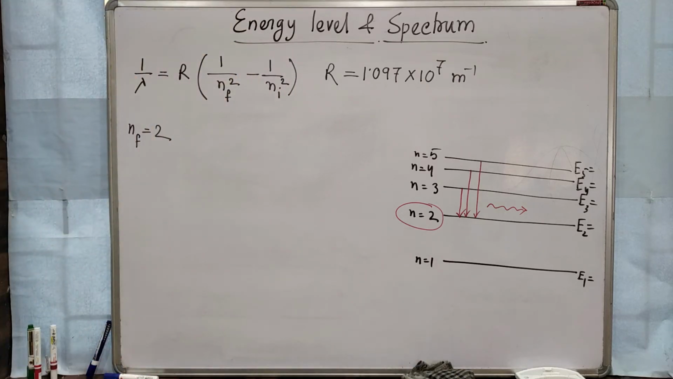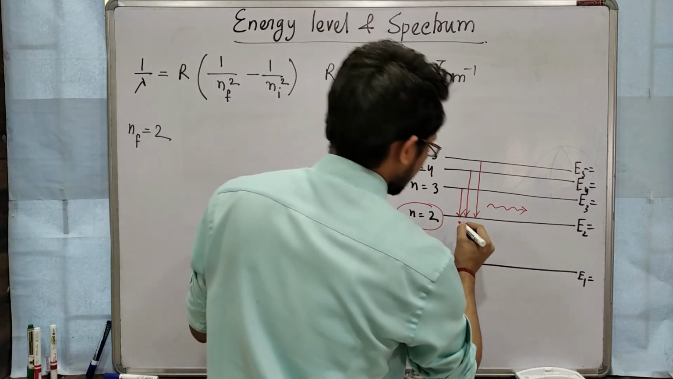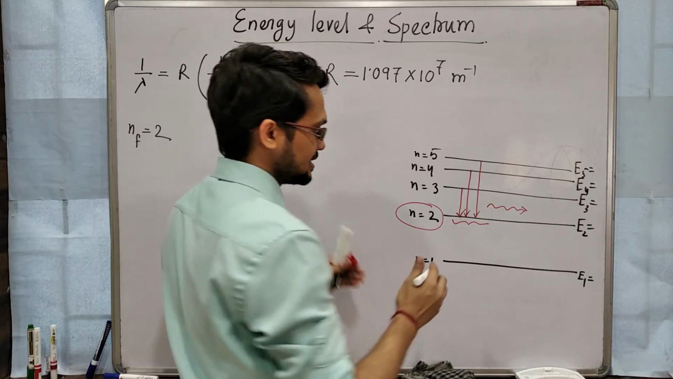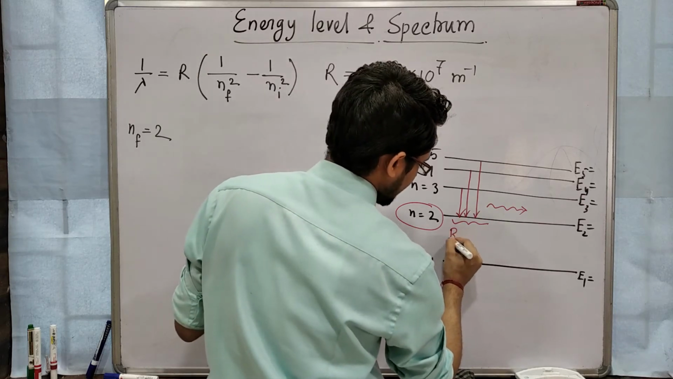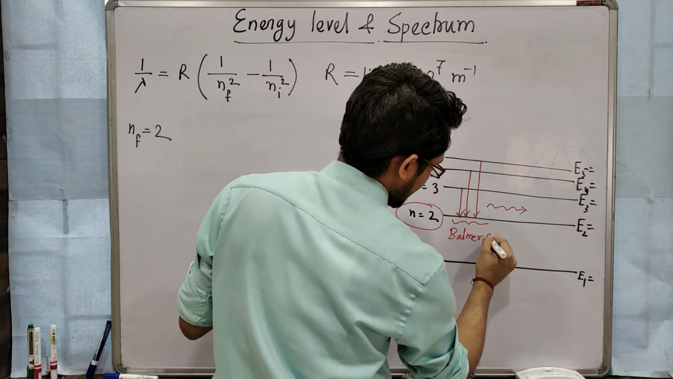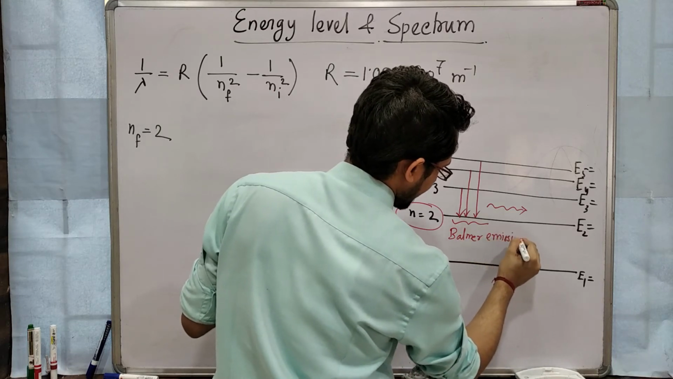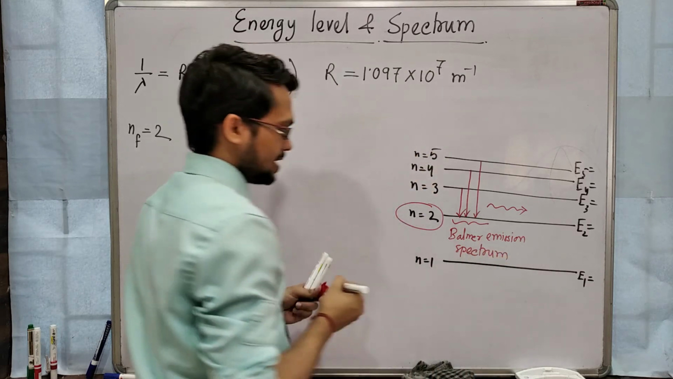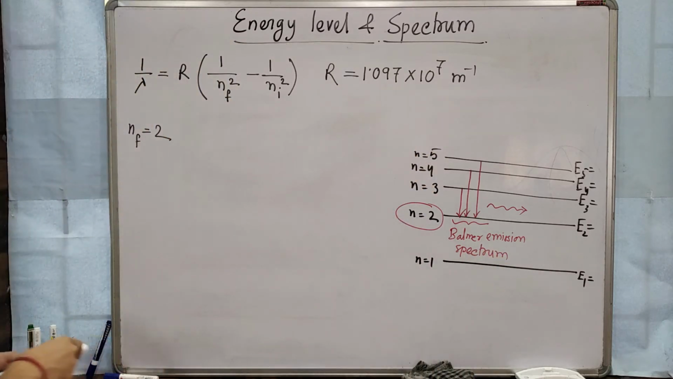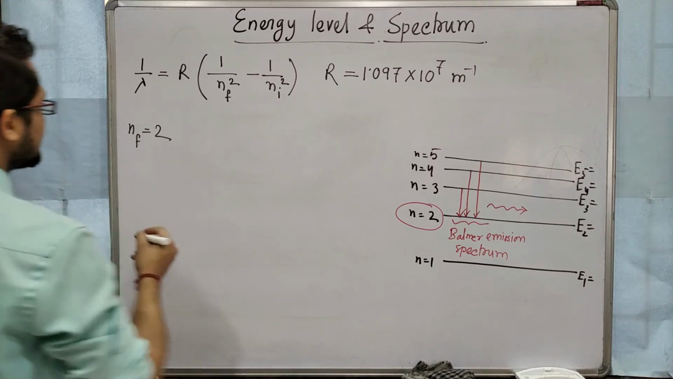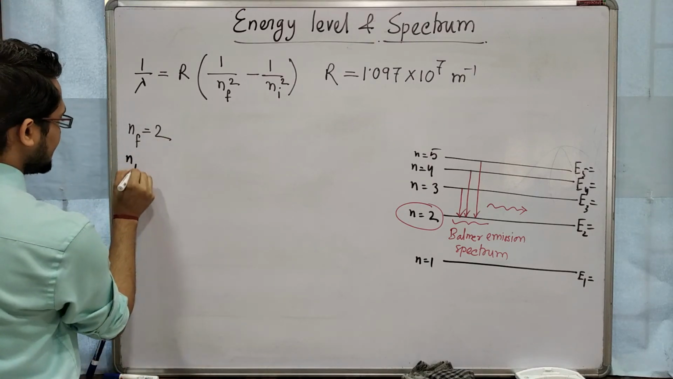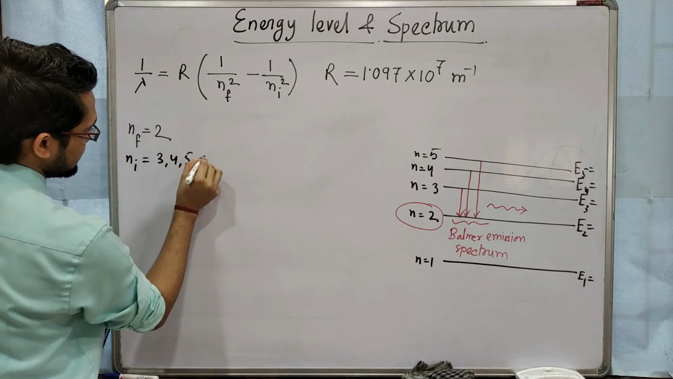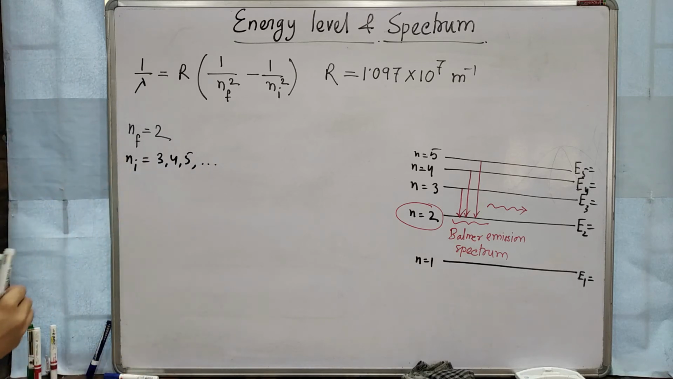Here nf equal to 2, and the radiation is emitting, so this series is called Balmer emission spectrum, because it is emitting. Look at the formula: nf equal to 2 and ni will be greater than nf, so 3, 4, 5 and so on, never less than nf.